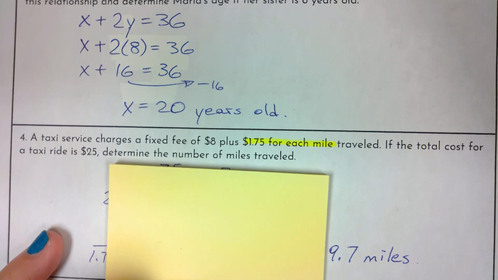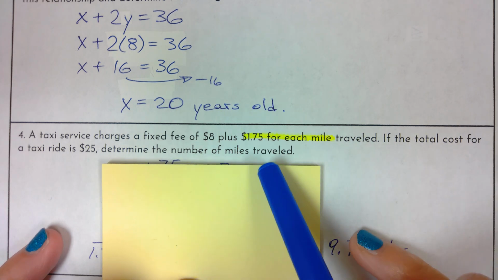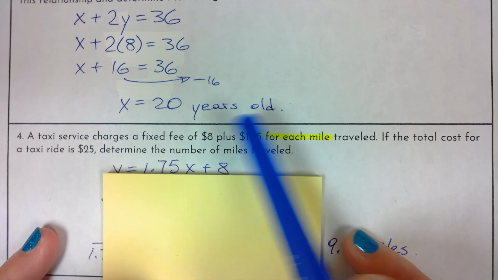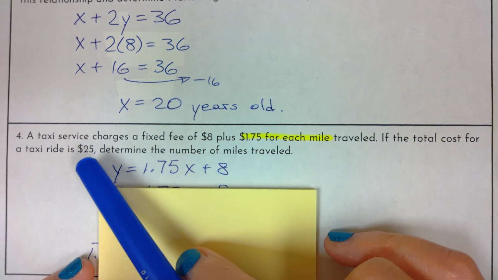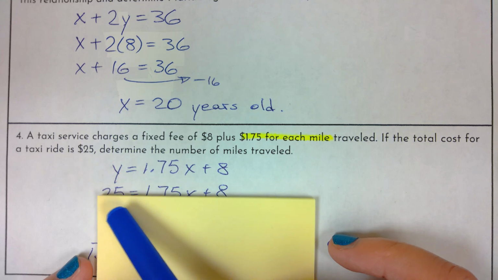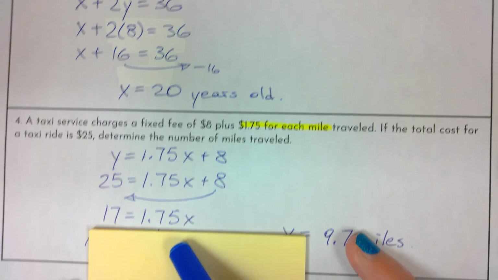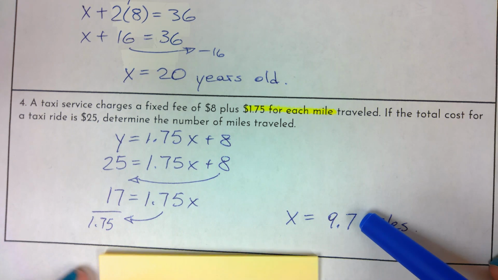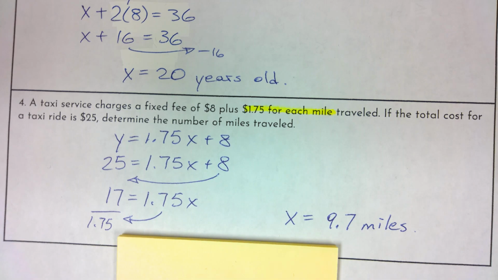Taxi service. We did a couple of these questions earlier in the lesson, in the chapter. So fixed fee of $8, $1.75 for each mile. So that's your m, that's your b. Put it in y equals mx plus b form. And then if I have $25, how far can I go? So sub in the 25, move that 8 over by subtracting, you get 17 equals 1.75x. Divide that and you get 9.7. Read the last few words of the question. Determine the number of miles traveled. So 9.7 miles is your unit.